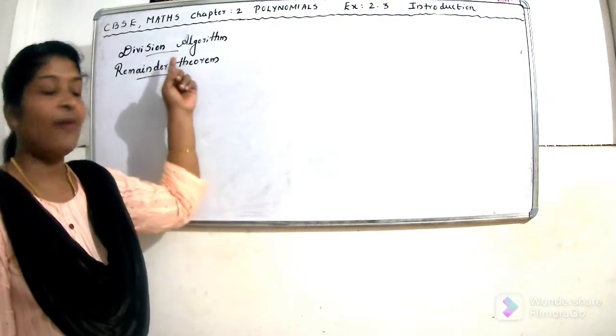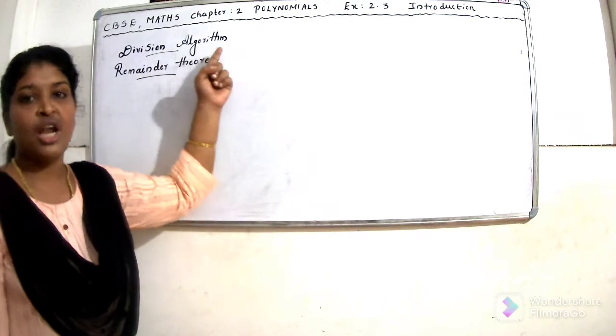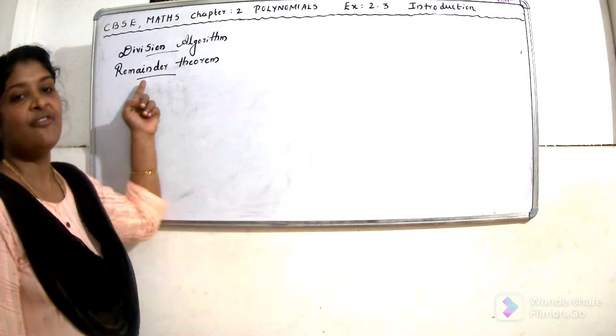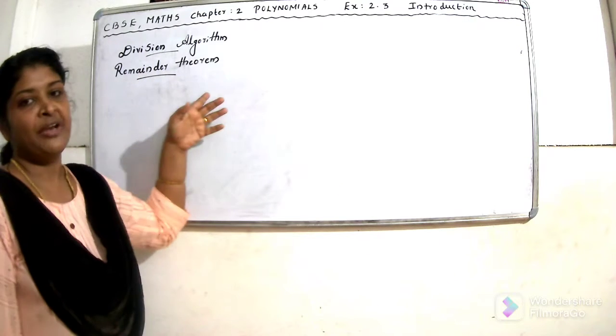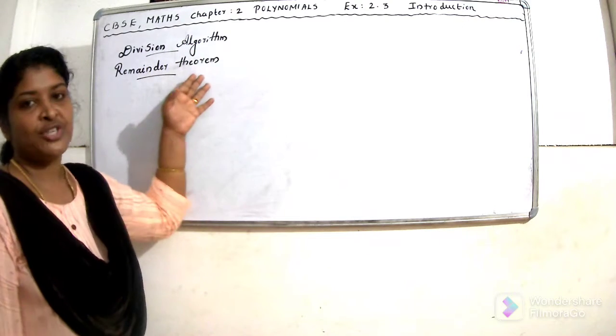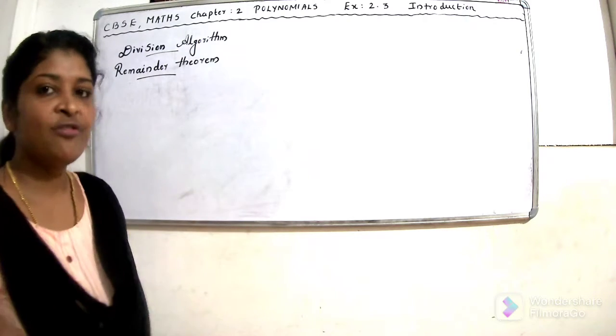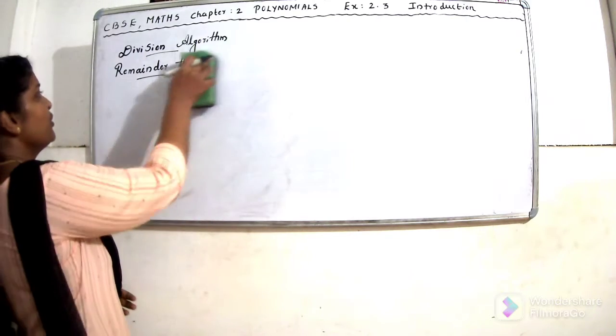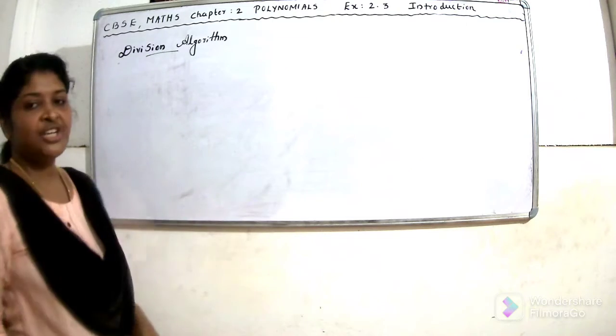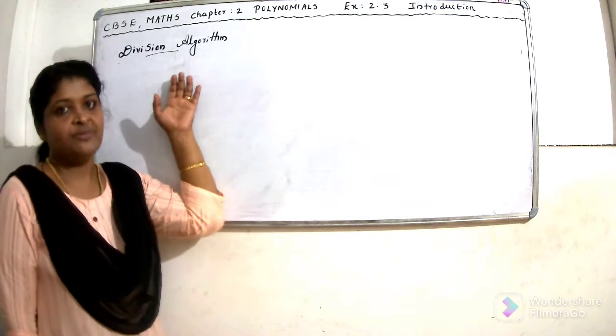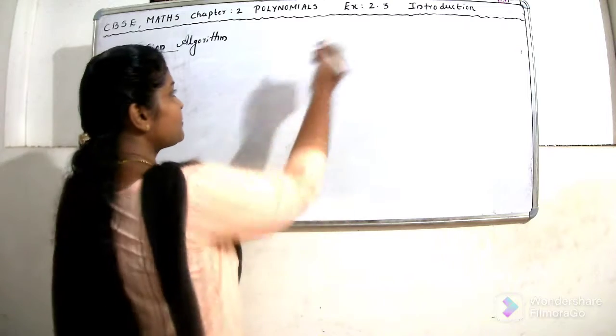First, we have to learn what the division algorithm is, and secondly, what the remainder theorem is. These two concepts we are going to learn today. First of all, we will check what the division algorithm is. To clear this concept, I am taking one example.